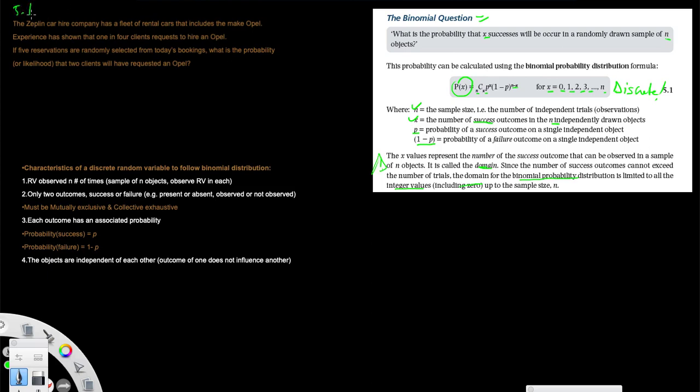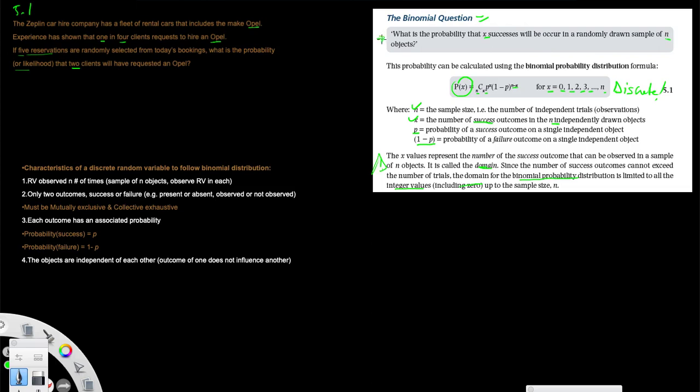I'll just call it 5.1. It says the Zeppelin car hire company has a fleet of rental cars that includes the make Opel. Experience has shown that 1 in 4 clients request to hire an Opel. If 5 observations are randomly selected from today's bookings, what is the probability that 2 clients will have requested an Opel? Like we said, what is the probability that x successes will occur in the n objects?